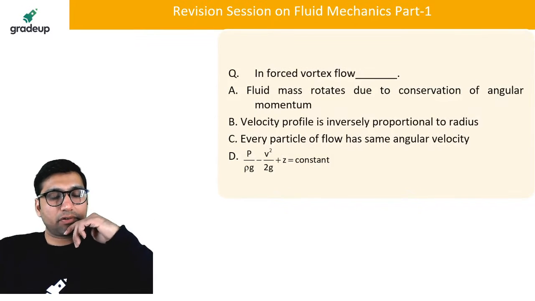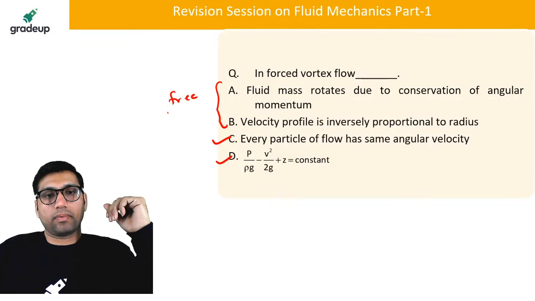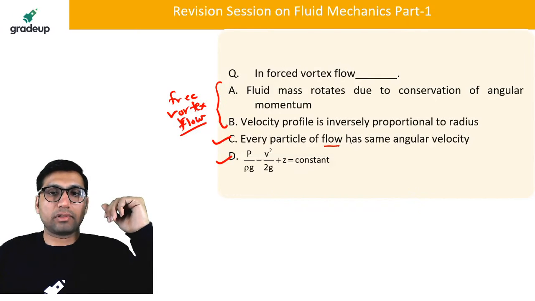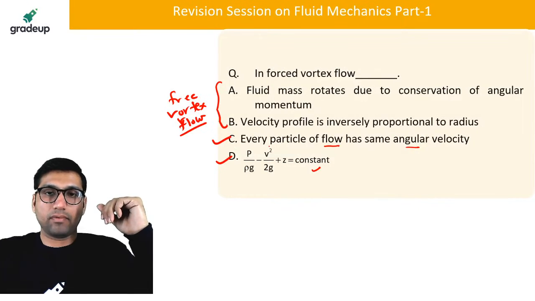What is the answer for this question? The answer will be option C and D, because these two statements are for free vortex flow. These are the statements for free vortex flow. And for forced vortex flow, only these two statements are correct: that every particle of the flow has the same angular velocity, and p by rho g minus v square by 2g plus z is equal to constant. So this is the statement for forced vortex flow.